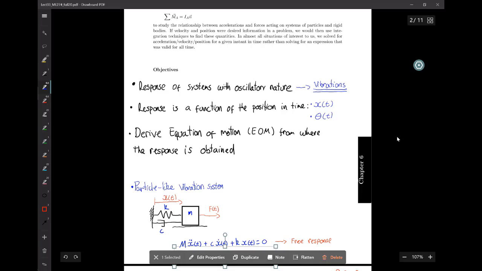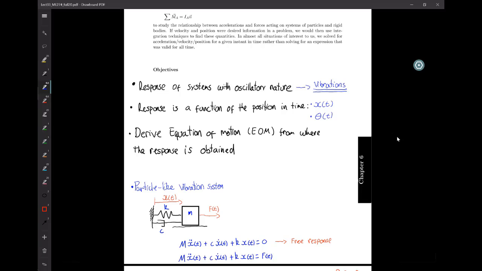And then we're going to find also something that is going to call the forced response. How was that called in mathematics?